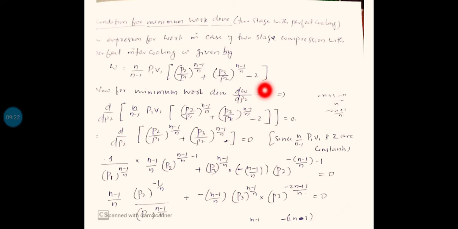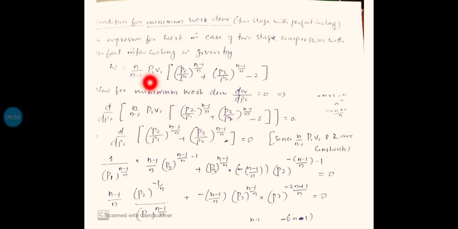Now if you want to find the minimum work done, we know that to find the minimum of a particular quantity, we differentiate that quantity with respect to the dependent variable and equate it to 0. So the minimum work done condition depends on the intermediate pressure P2. So for the minimum work done, dW by dP2 should be equal to 0. Okay, W means this work requirement. So I am writing d by dP2 of this entire equation equal to 0.